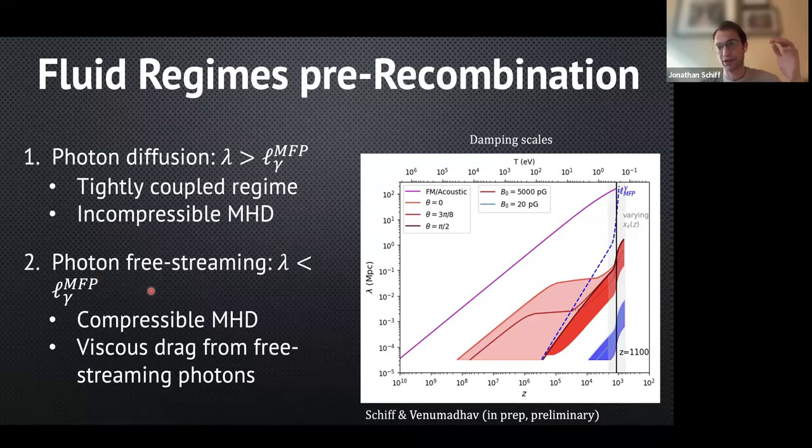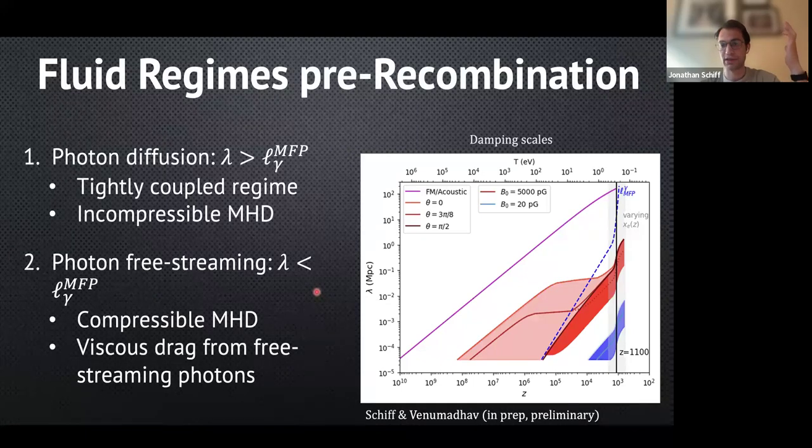the fluid now is one of just baryons with this background of free streaming photons giving you a viscous drag, but you lose now the photon pressure support, and the pressure is just set by thermal baryonic motion, which is much smaller than the relativistic pressure from the photons, and now you have a chance to compress the fluid.